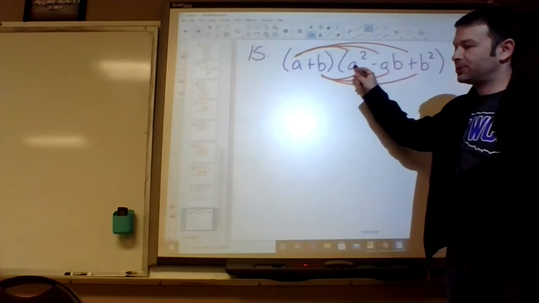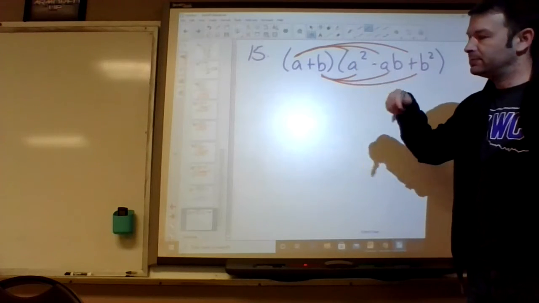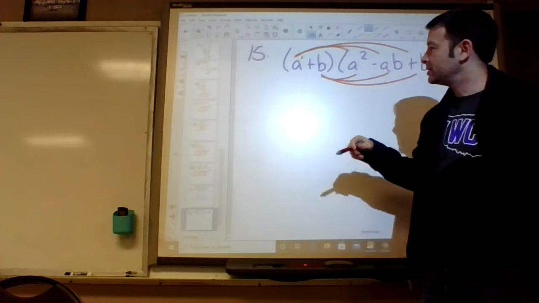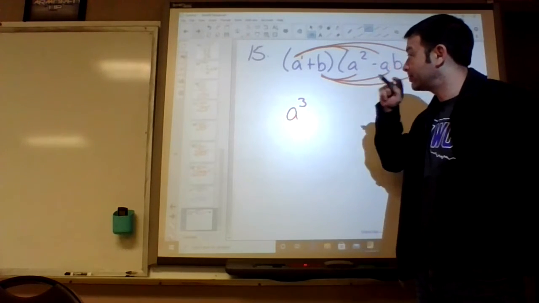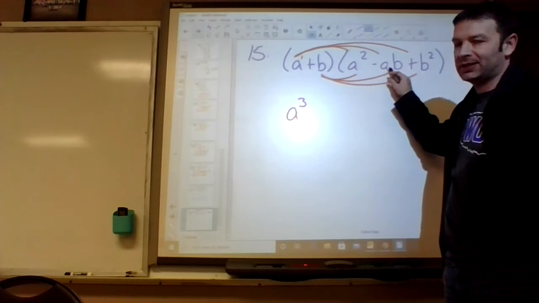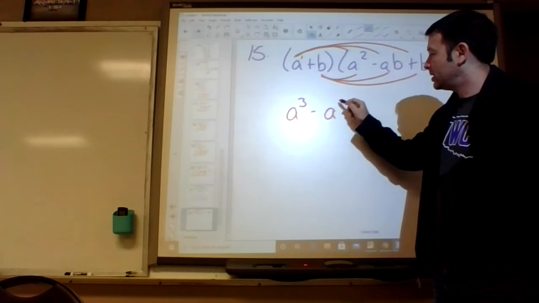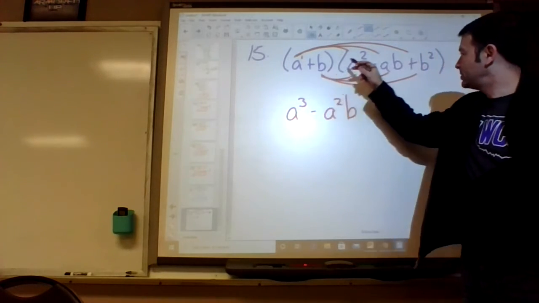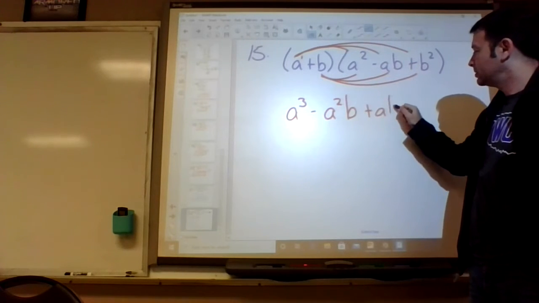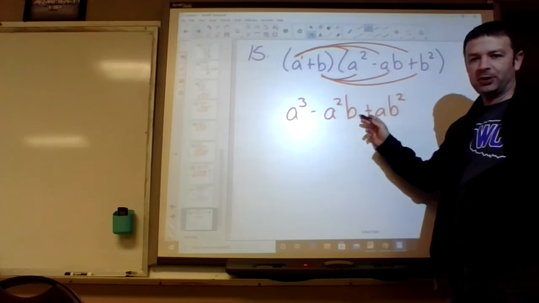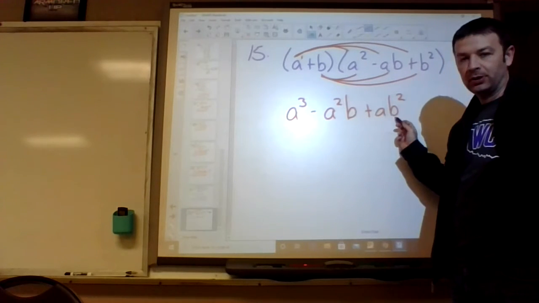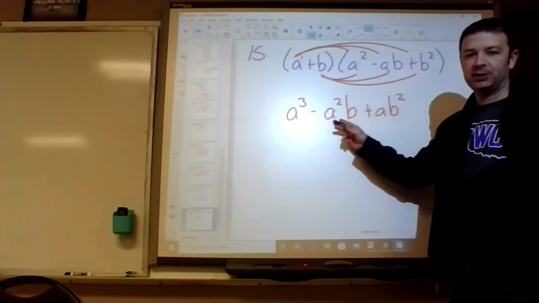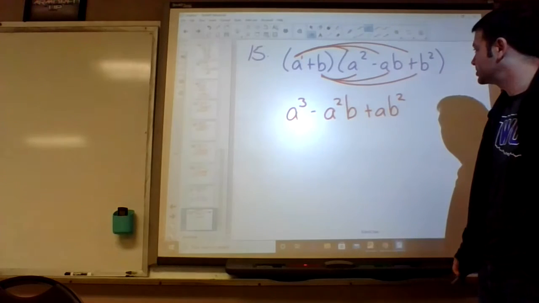So A times A squared. Basically, we just add the exponents together. If this doesn't have an exponent, that means the exponent's a 1. So it's A cubed. Exponent just goes up 1, basically. A times minus AB would be minus A squared B, because we got two A's multiplied together. A times B squared, AB squared. Are these like terms right here? No. The A squared B and AB squared, on this one the A is squared, on this one the B is squared, so they're not like terms.